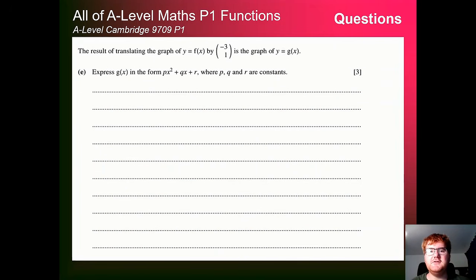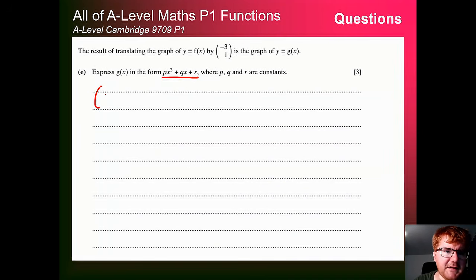Okay, and on to a little twisty question at the end. So the result of translating the graph of y equals f of x by minus 3, 1 is the graph of y equals g of x. Express g of x in this particular form. Okay, now we've seen some questions like this on the iGCSE course. They do this as well, combining some transformations of graphs in here as well.